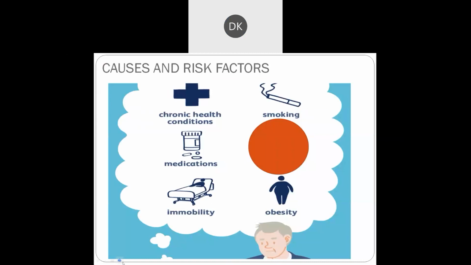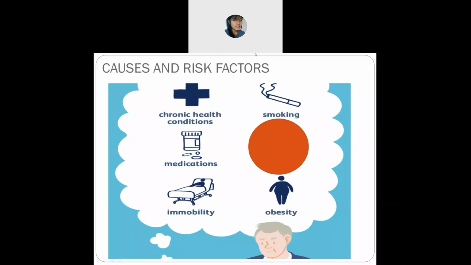Okay, next is causes and risk factors. So what are the causes and risk factors that you will find in a superficial thrombophlebitis patient? First is chronic health conditions. So who is at risk of having this? Those who have very severe health conditions are most likely to have this superficial thrombophlebitis. Next is medication. It might be because of some medications also. Next is immobility. Immobility means if a person stays in one particular place for too long. Those kinds of people are most likely to have this superficial thrombophlebitis.